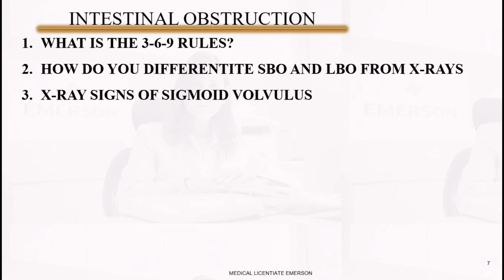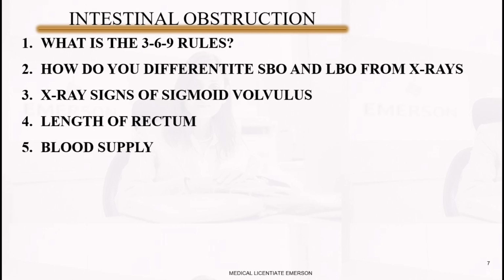Okay. The next, the signs of sigmoid volvulus. Of course, they have the famous coffee bean sign, but that's not the only thing, so you need to know other signs that are there. Then length of rectum. You need to know the length of the rectum. Okay. And then blood supply.